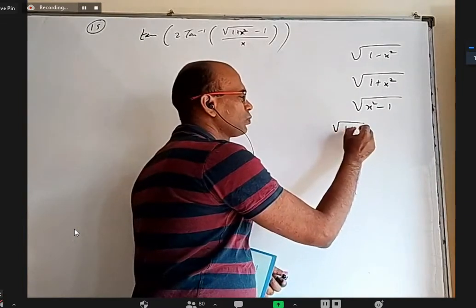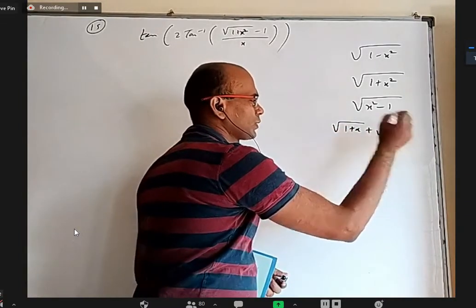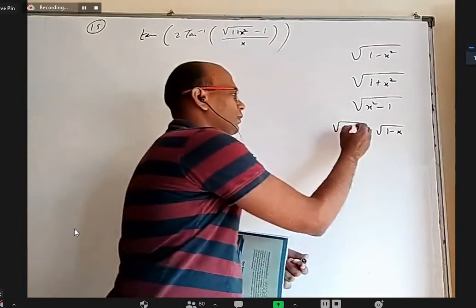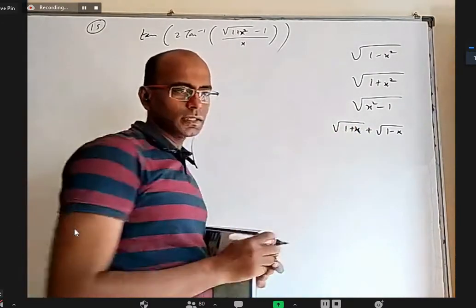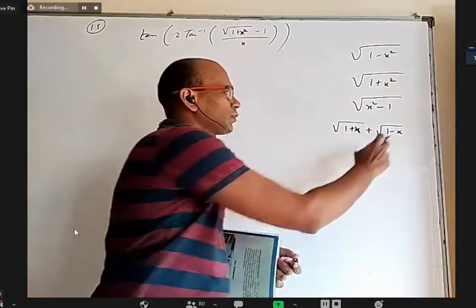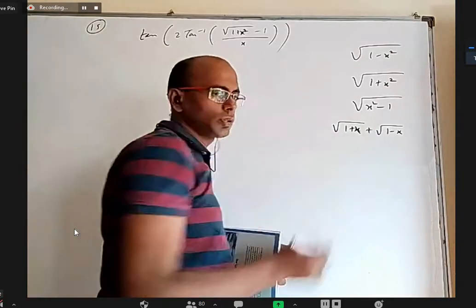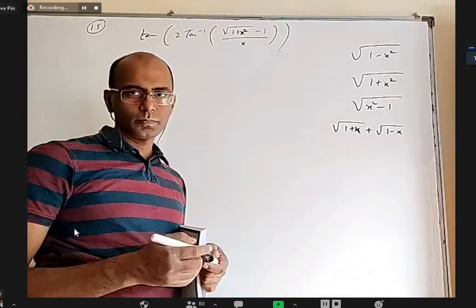What if I have root 1 plus x plus root 1 minus x? If it is only this, I can take x as tan square theta. If it is only this, I can take x as sine square theta. But I want both together. What is the better thing?